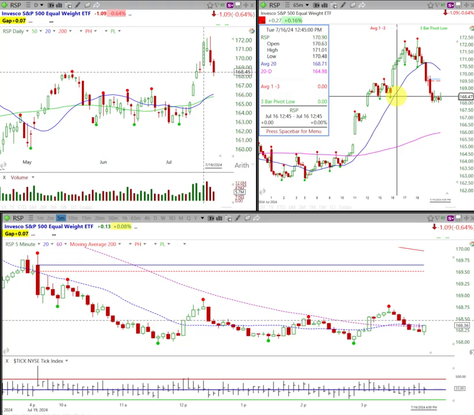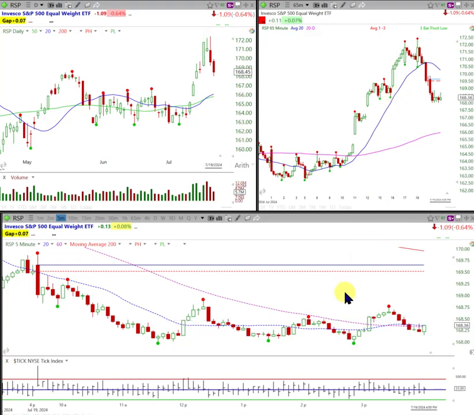Once something declines to support, you assume there are going to be buyers there. That doesn't mean it's going to reverse. From an intraday trader's point of view, I need to see stabilization and a reversal on the 5-minute chart. So this is RSP. It wouldn't matter what it is. It's just a chart that I had on my platform at the time to explain to you.